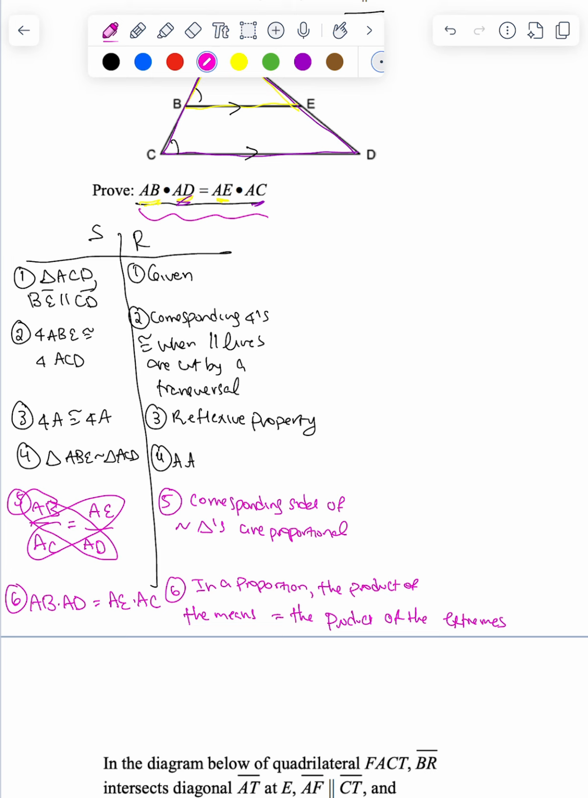So in a similar triangle proof, even if you can't find the angles, you always know the ending. You're proving the triangle similar by AA. Your proportion is the same reason every time: corresponding sides of similar triangles are proportional. And then your product is the same reason every time: in the proportion, the product of the means equals the product of the extremes. So as long as you know the ending there, you are good to go.